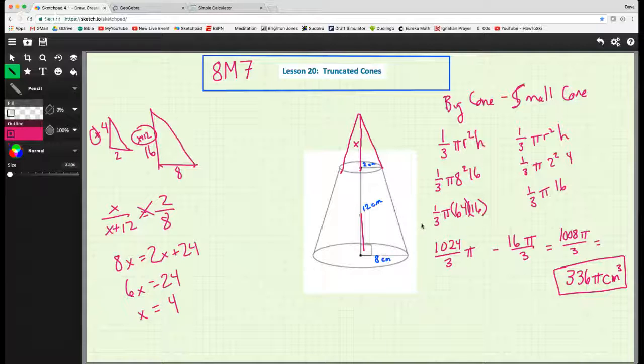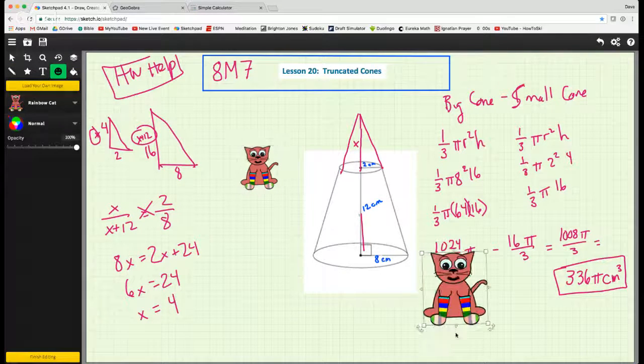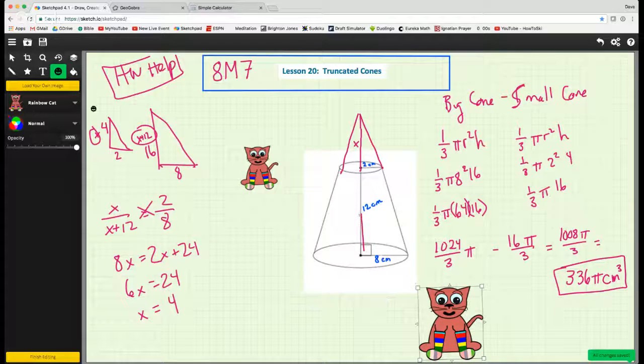So you should be able to use that strategy when you're finding volumes of cones. We've done volumes of truncated cones. And this is a strategy that you'll have to use on your homework a couple times. I mean, we could have called this homework help. It really is. Lay down a happy cat for that. All right, let's keep going.